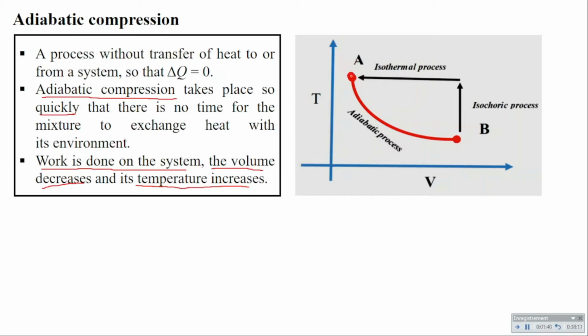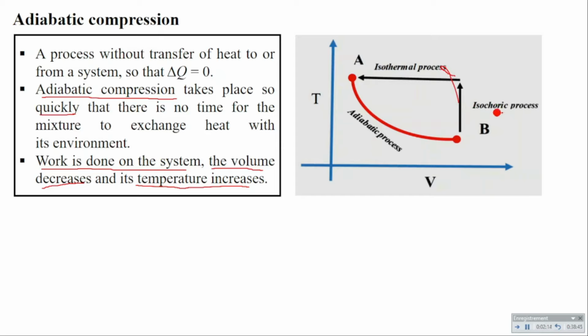Internal energy is a state function. Whether you pass through this way or through this way, you get the same internal energy in A. That means from B to this point we have an isochoric process, the constant volume. And from this point to A, we have an isothermal process, a constant temperature.